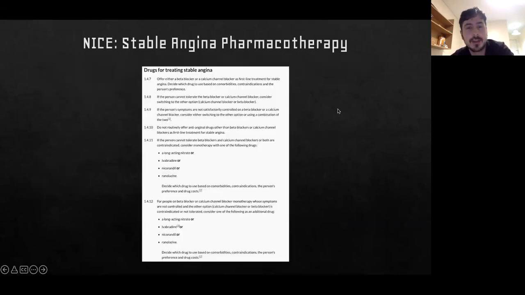So here are the NICE guidelines. Offer a beta blocker or calcium channel blocker for first line treatment of stable angina. If the person can't tolerate it, swap it to the other one. If the person's symptoms are not controlled, use a combination of the two. If the person isn't helped by these two, then it's a more complex set of criteria that can use any of these 4 drugs.